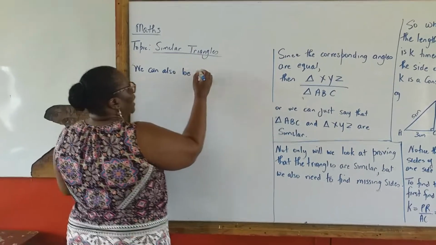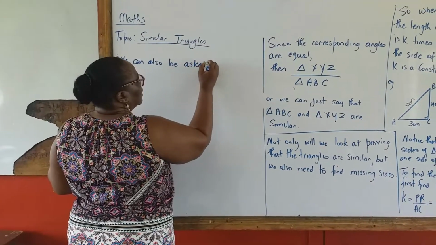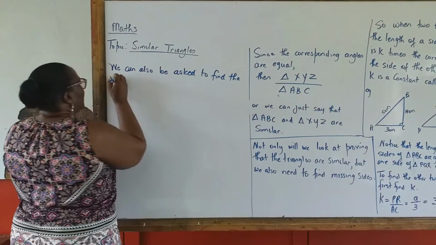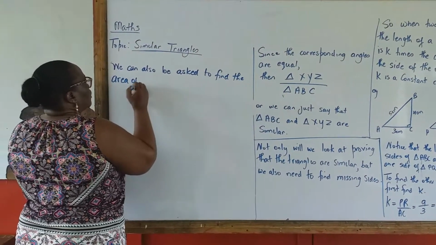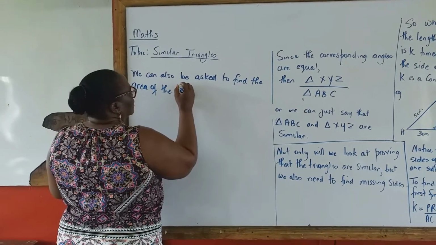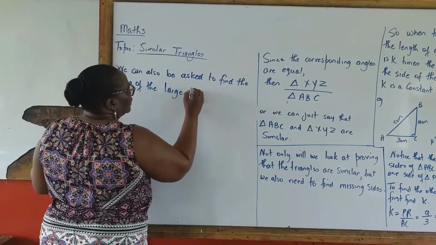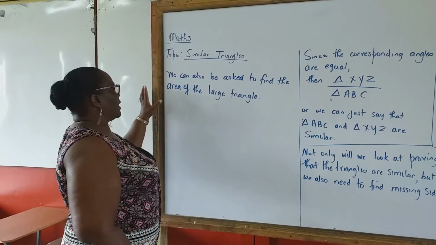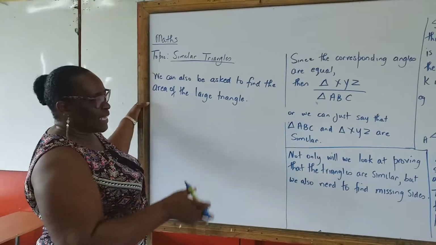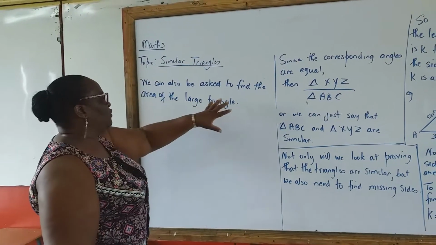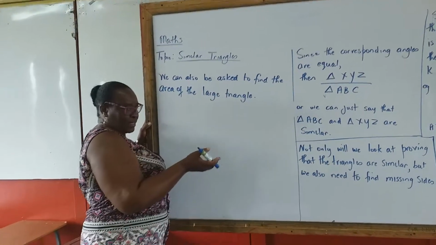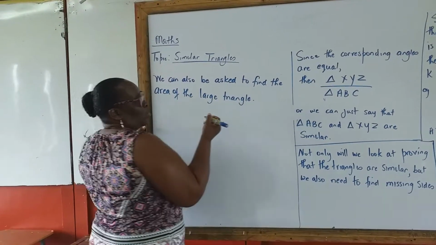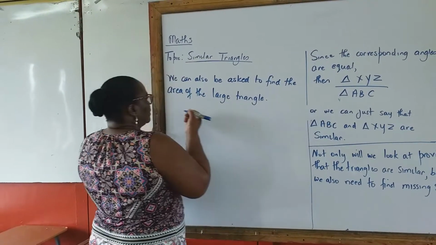We can also be asked to find the area of the large triangle. Okay, so I'm saying now, after we have found the missing sides, we can also be asked to find the area of the large triangle. Right? Okay. For this, we also need K.